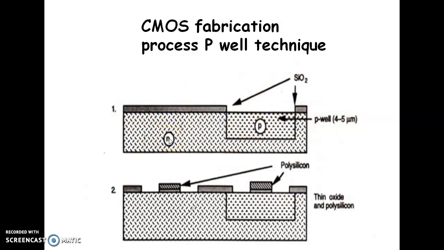In mask 1, we need to define the areas in which the deep P well diffusion is to take place. Mask 1 defines the deep P well. Mask 2 defines the thin ox regions. So what is thin ox? This is thin ox. Beneath the gate we have thin ox.